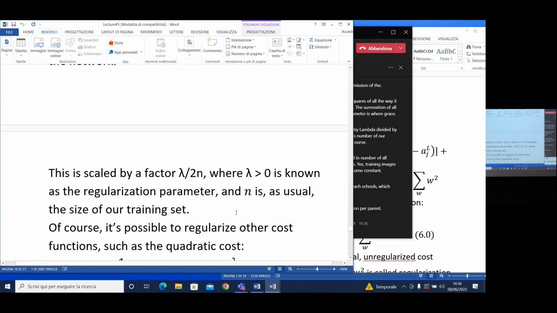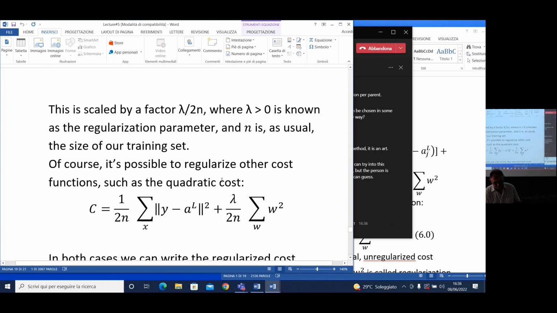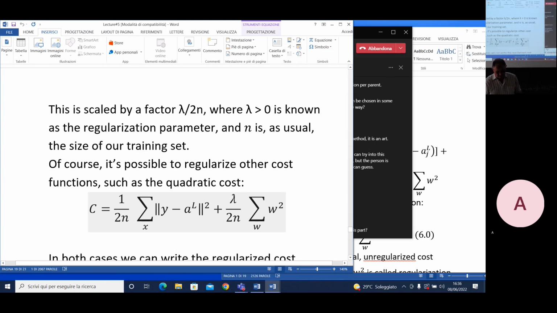Can be chosen in some appropriate way. How? It is not a method, it is an art, or you can try and experiment, but the person with experience can guess, divine the initial value of this part.